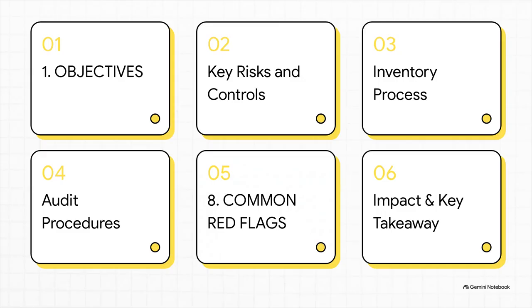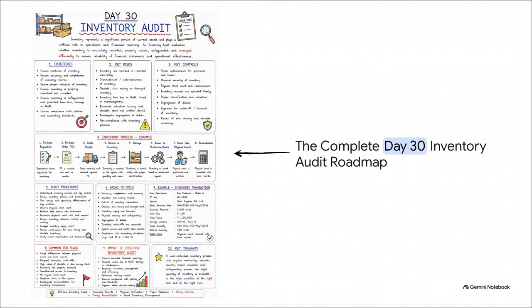Okay, let's dive into this. Here is our roadmap for today's masterclass. We're going to cover objectives, key risks, and key controls, walk through an inventory process example, detail the audit procedures and focus areas, spot common red flags, and then finish up with the impact and key takeaway. Let's get started. To set the stage, let's look at exactly how this masterclass frames our roadmap.